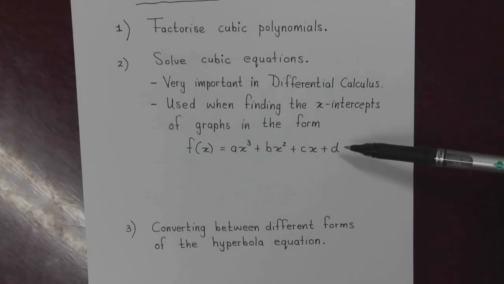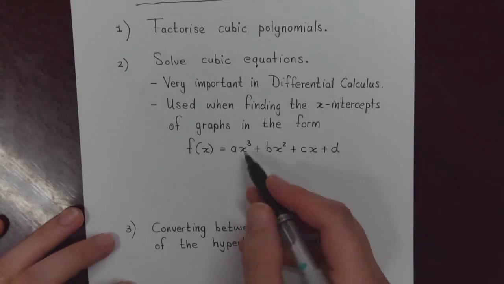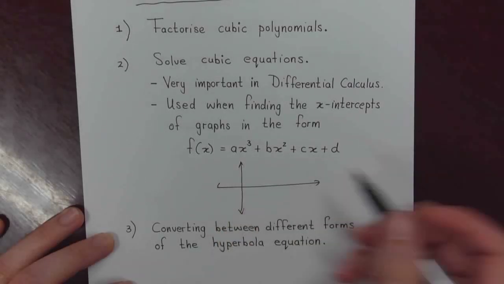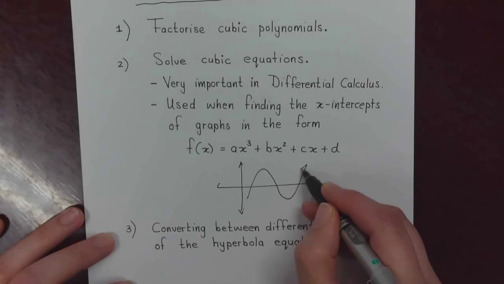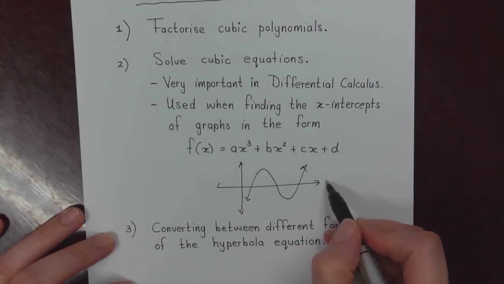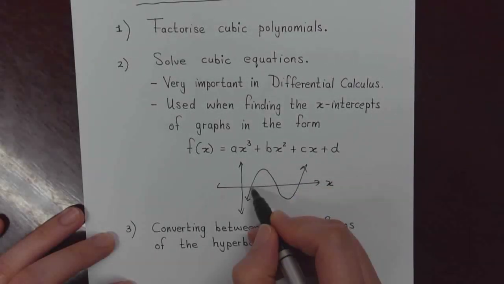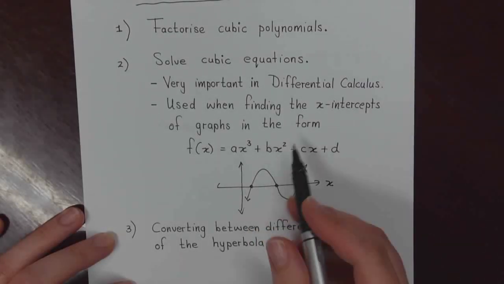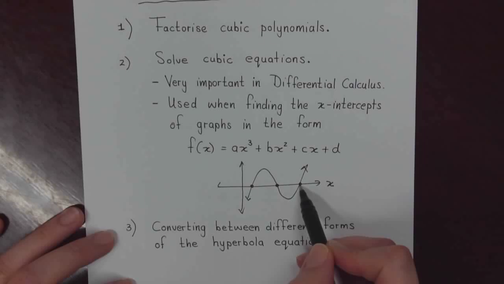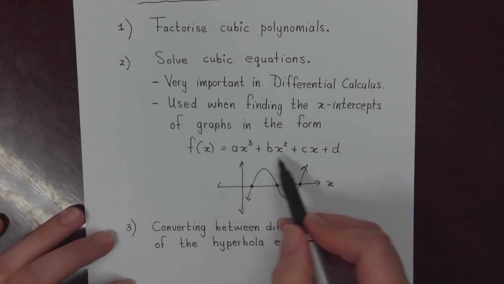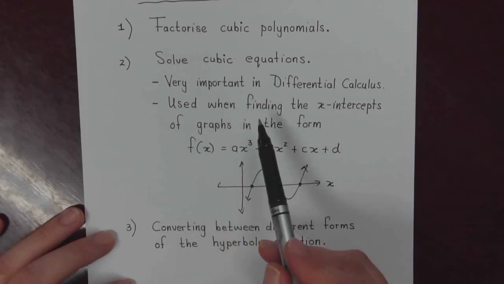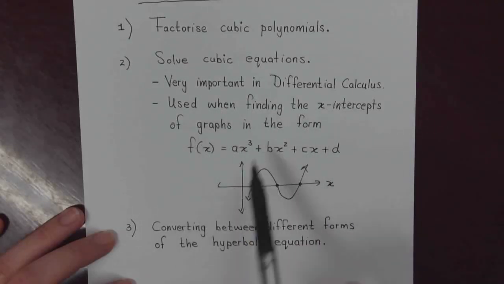So these cubic graphs, not that you have to know it now, we will get to it later in great detail, normally look something like this. And if you notice, when they cut the x-axis in 1, 2, 3 places, which means I have 1, 2, 3 answers, which is exactly what I get whenever I solve that cubic equation. So it's used when finding the x-intercepts of graphs in that format.